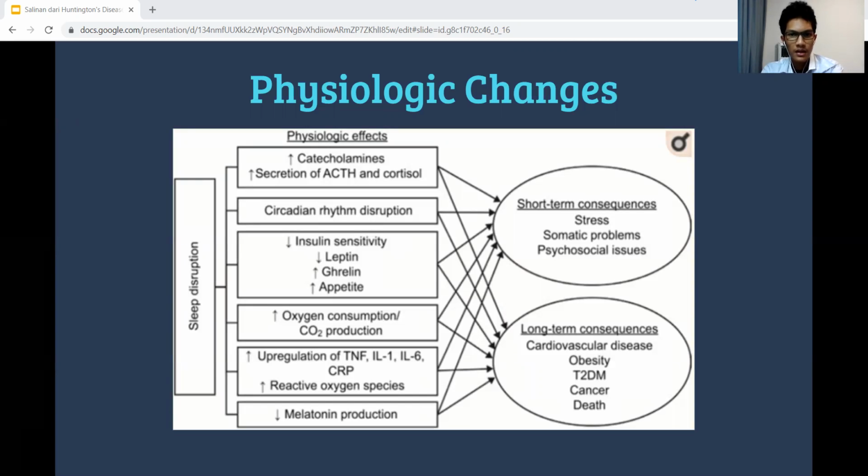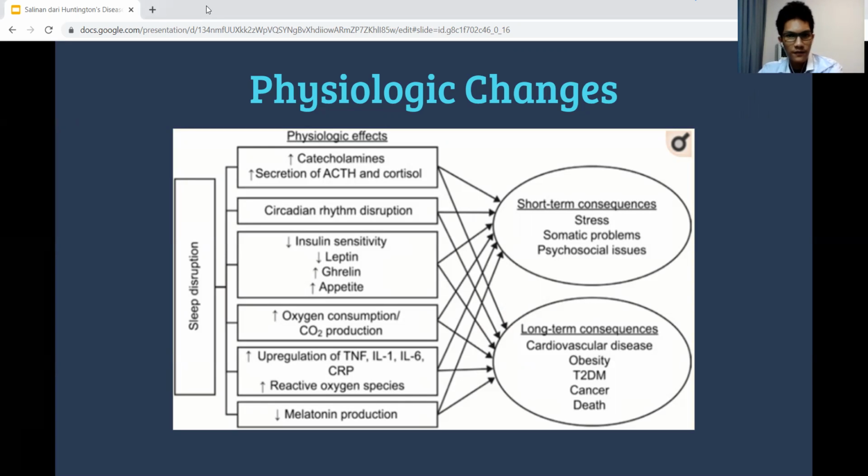Another change would be an increased appetite due to increased ghrelin and decreased leptin secretion. Sleep abnormalities itself may affect immune function. It happens via changes in pro-inflammatory cytokines such as tumor necrosis factor, interleukins 1 and 6, and C-reactive protein.